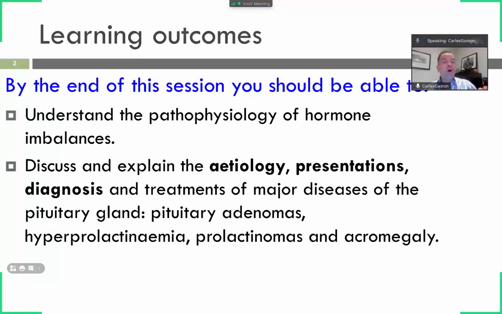hyperprolactinemia or oversecretion of prolactin, prolactinomas, which are pituitary adenomas that oversecrete prolactin, and acromegaly or gigantism, which is oversecretion of growth hormone due to pituitary tumors that secrete too much growth hormone.